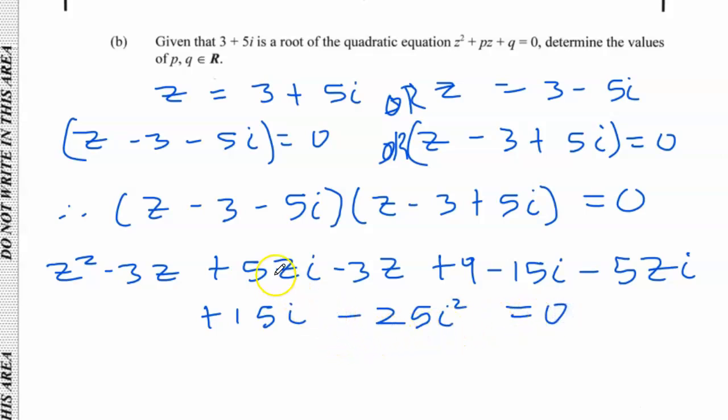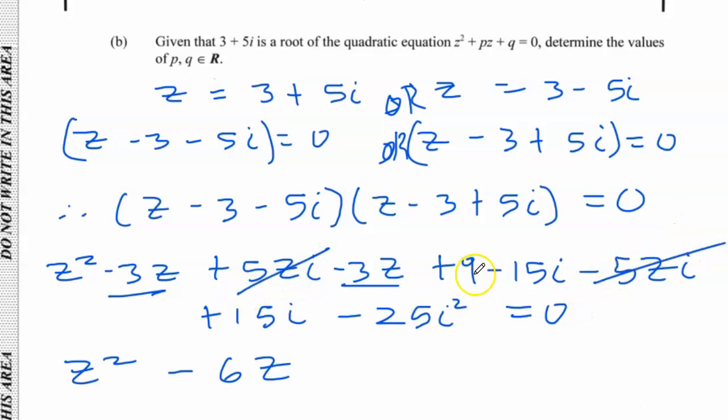So let's group like terms now. So we have z squared, and we have minus 3z, minus 3z. That's minus 6z. Here we have 5zi, cancel with negative 5zi. We have negative 15i, cancel with 15i. And we have minus 25i squared. Now remember, the value of i squared is minus 1. So that's minus 25 times minus 1. That's positive 25.